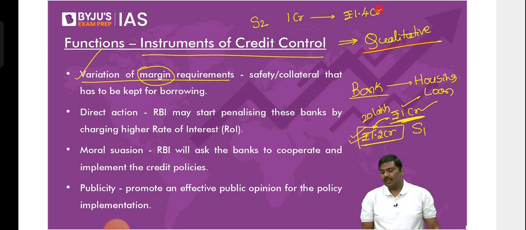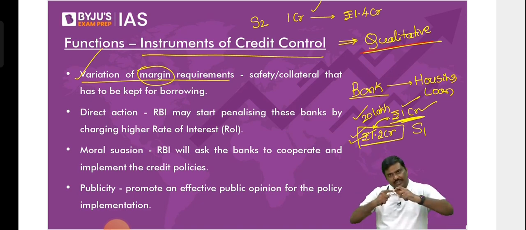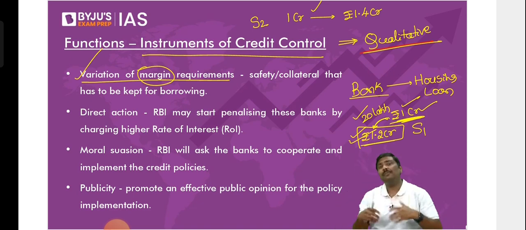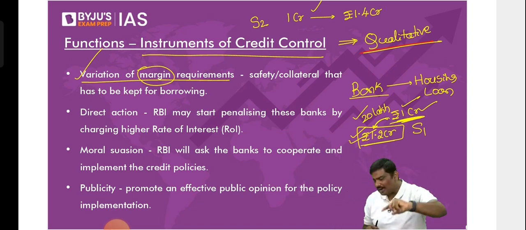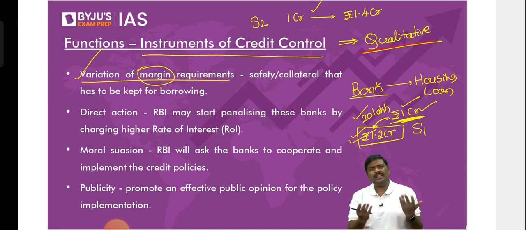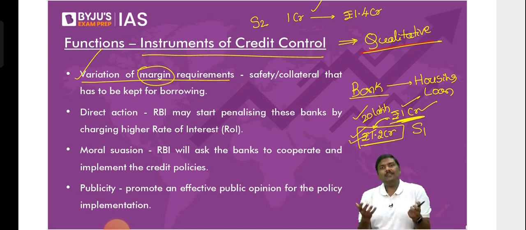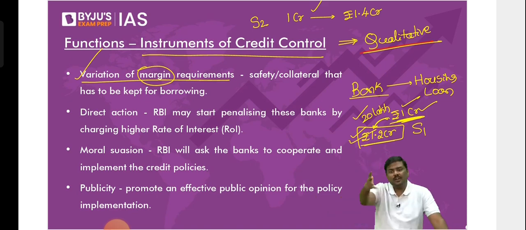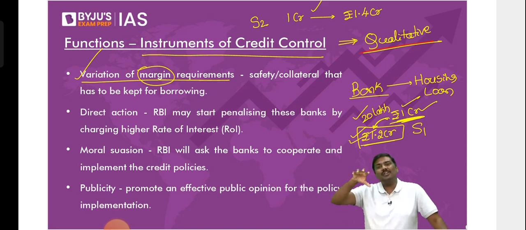Now, follow this very carefully. If the margin is increased like this, what will happen to people taking loans? Will people take more loans or less loans? Let me know. Simple logic, by the way. If the margin is changed from 20 lakh to 40 lakh rupees, people will take lesser loans. Why? Many of the people will not be able to provide this kind of collateral. So the amount of loans will come down.